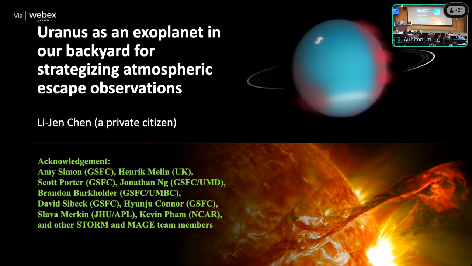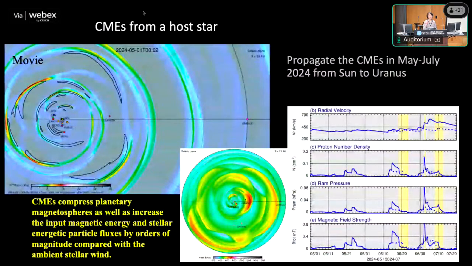So, Uranus is in the far perimeter of our solar system's backyard. And the emissions in UV or in X-ray are typically weak or inconclusive. That's why we want to bang the planet with CMEs. That would increase the emission strength by orders of magnitude.